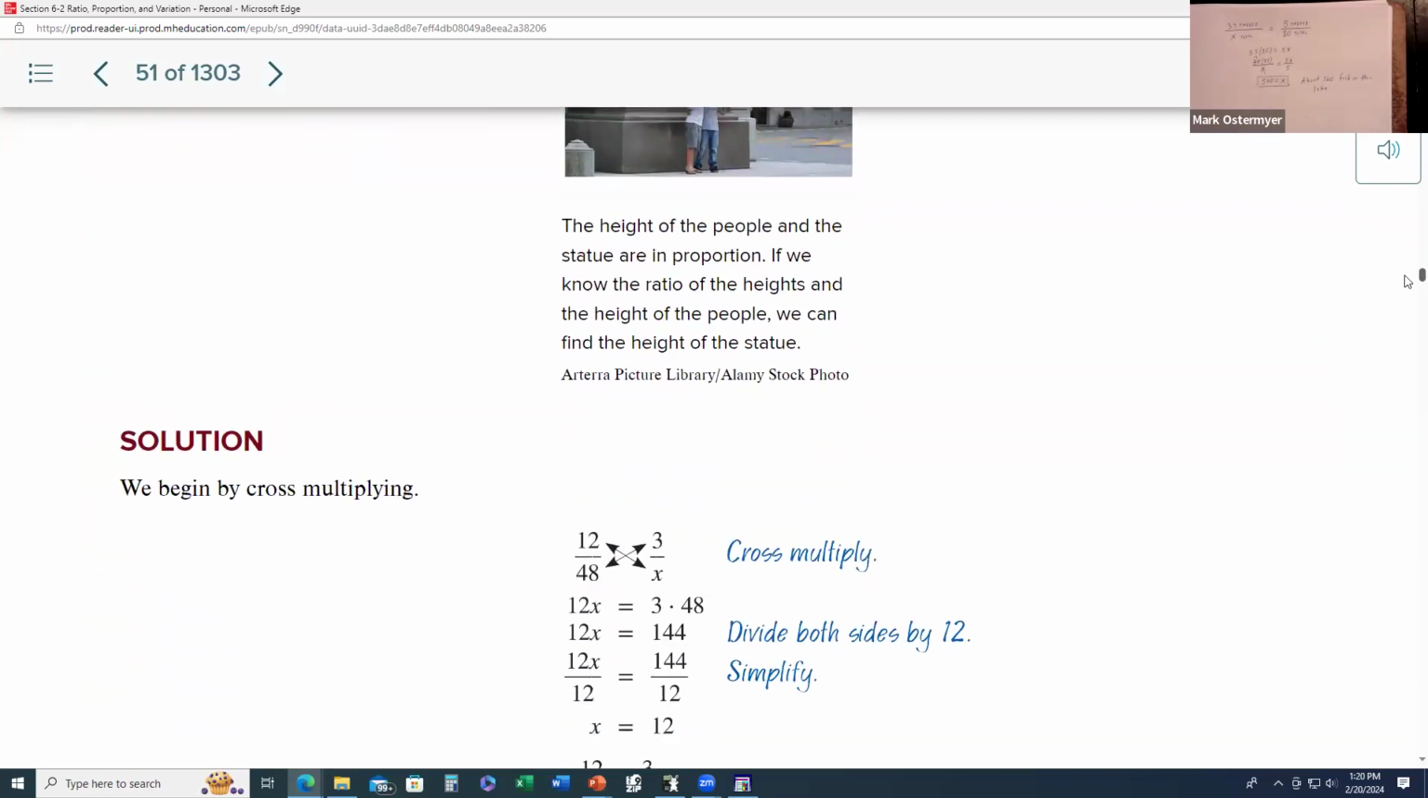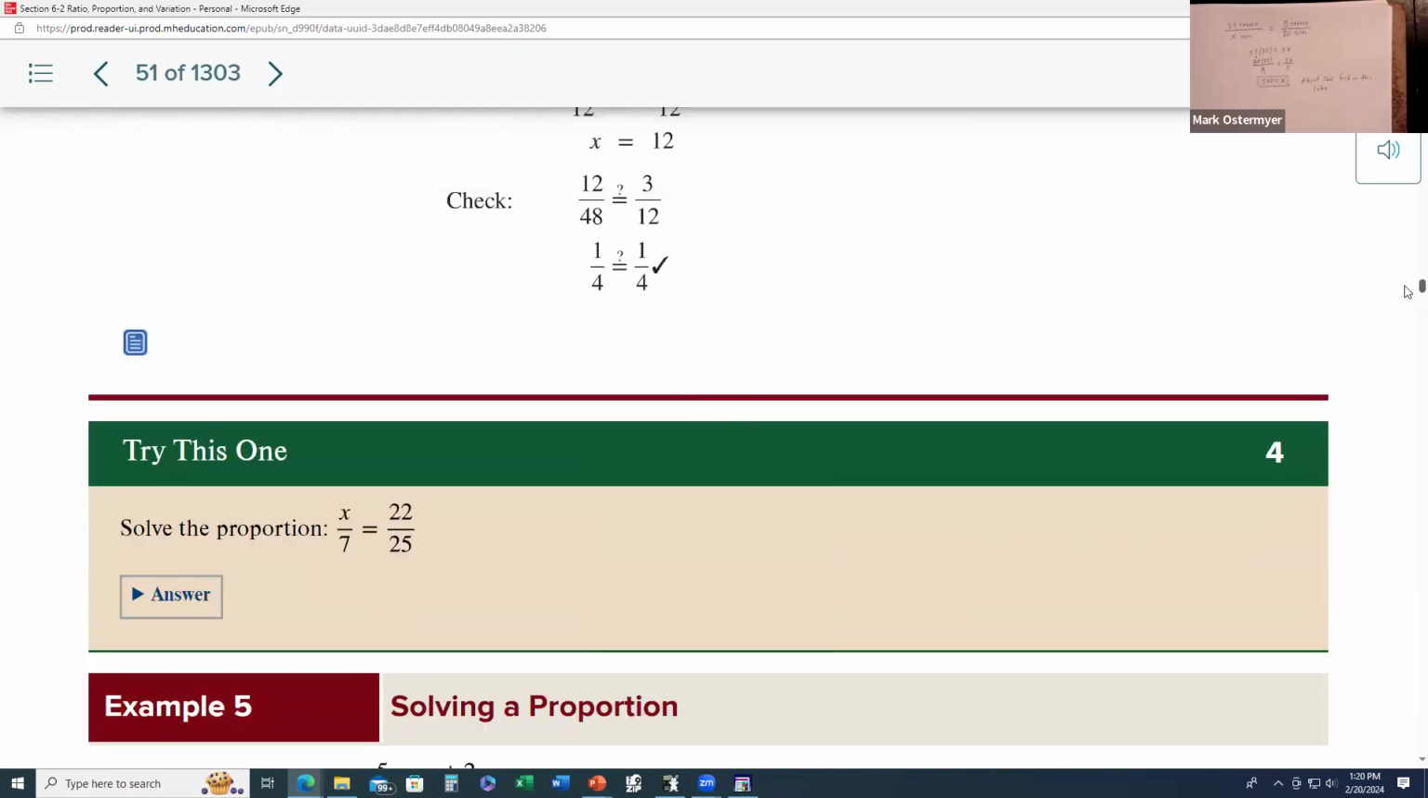All right, so just for a little bit of classwork here, let's see if you can do this one that says try this one. Let's see if we can solve this proportion for X. Go ahead, we'll call that classwork number 2. So classwork 2. All right, solve this proportion for X. Go ahead and do that.